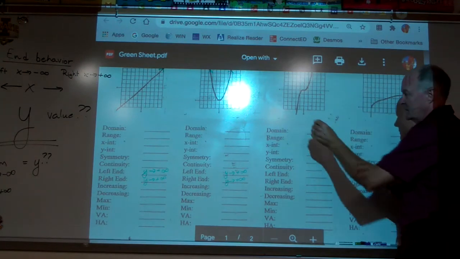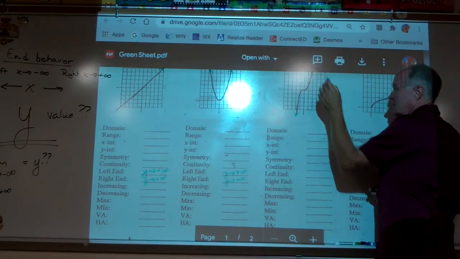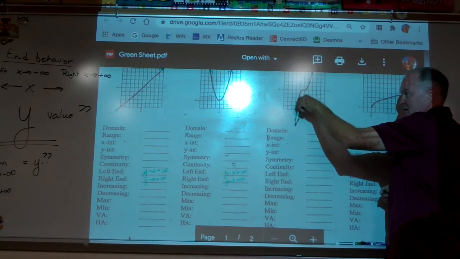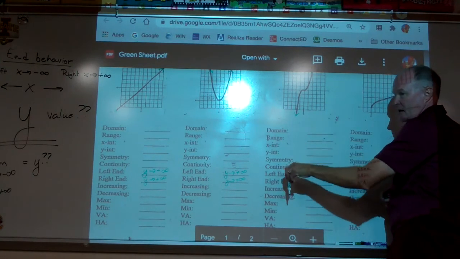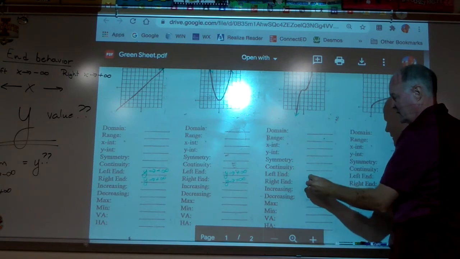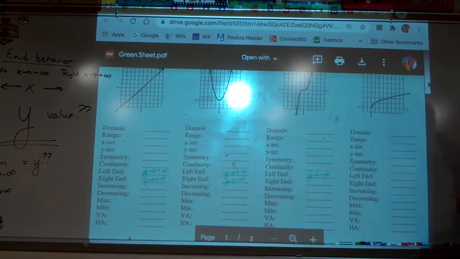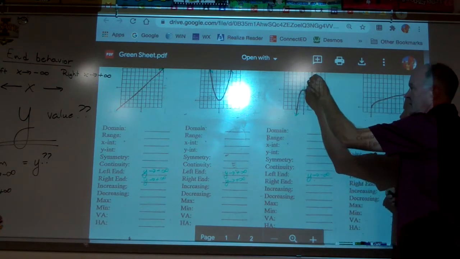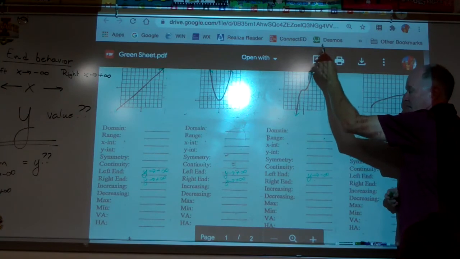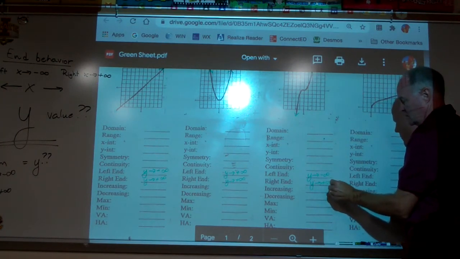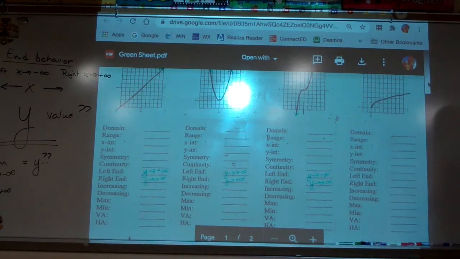X cubed. When I go all the way to the left on the curve, I'm going to end up going down, down, down, down, down, down, down. So the left end is going to negative infinity. And the right end keeps going up, up, up, up, up. So that's going to positive infinity.